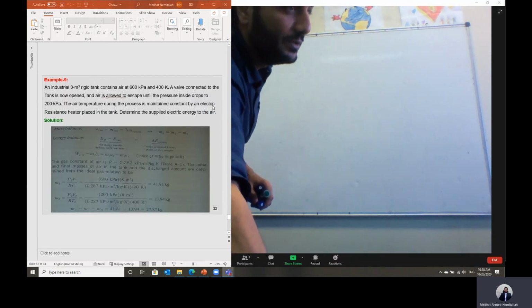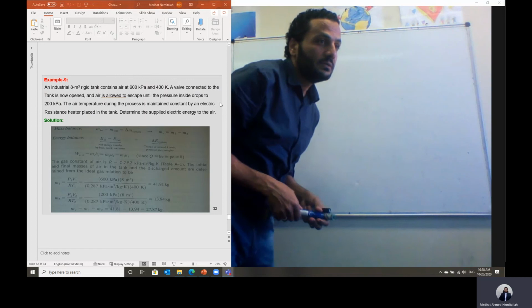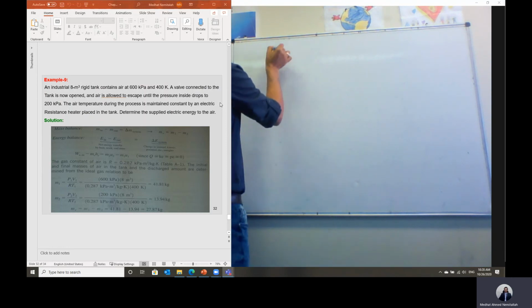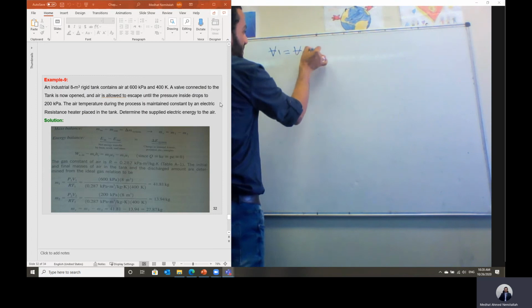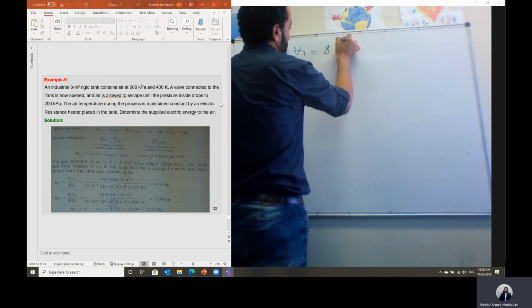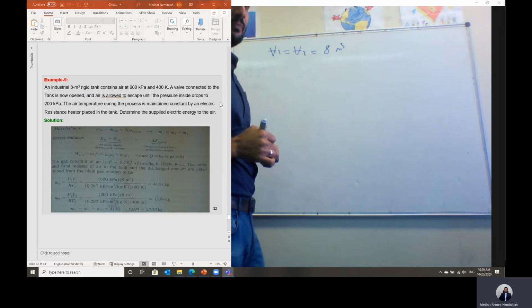Let's have another example. He said an industrial tank, not insulated. So when you read the problem, read it carefully. Industrial actually means nothing for us; this is regarding the application. An 8 meter cube rigid tank. Rigid tank means the initial volume is the same as the final volume, which is equal to 8 meter cube. Okay?